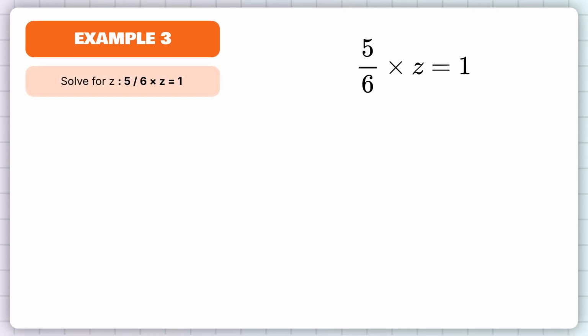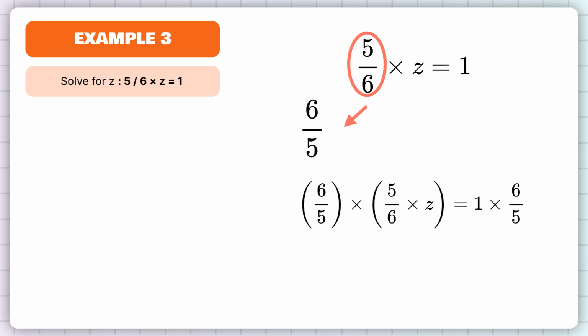Let's work through a final example. 5 over 6 multiplied by z equals 1. Here, the multiplicative inverse of 5/6 is 6 over 5. We multiply both sides by 6 over 5, and again the 6 over 5 and 5/6 cancel each other out, leaving us with z equals 6 over 5.